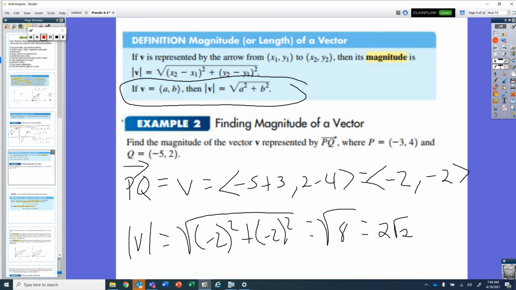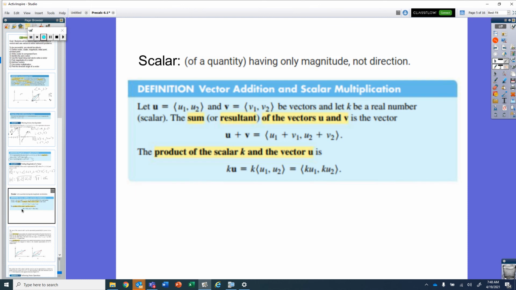Now the last thing that we're going to talk about in this video is vector operations: adding, subtracting, and then multiplying by what we call a scalar. Now, a scalar, simply put, is something that has quantity, not direction. There's a size, there's a magnitude to it, but there is not a particular direction. In a sense, it's a coefficient, right? That's the best way to think about it.